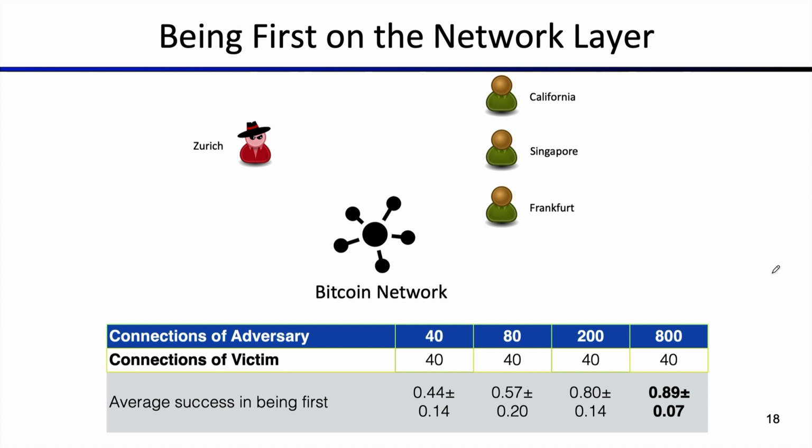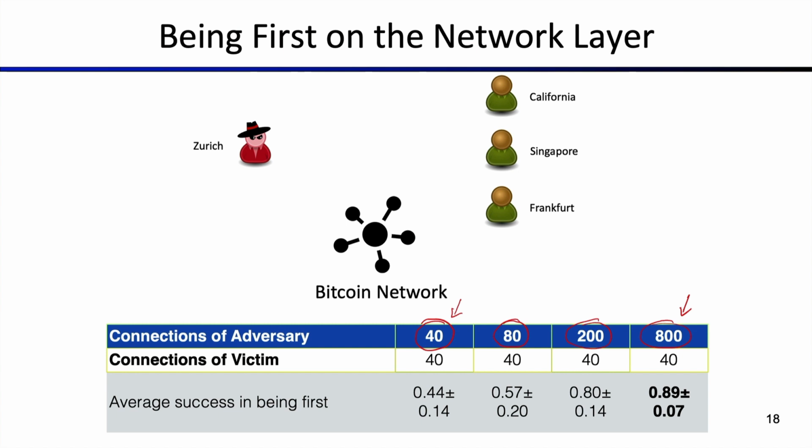And we changed the number of connections that the adversary was running. So we had 40 connections, 80 connections, 200, and then 800 connections, right? So we had the adversary basically operating a variety of different connections here. Naturally, you might think, well, if we're running 800 connections, that's quite a lot. That's much more than the default average that we found at the time to be roughly 40.